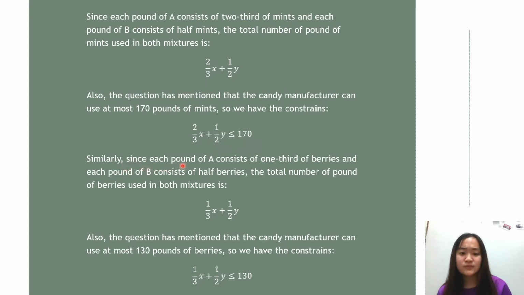Similarly, since each pound of A consists of 1/3 of berry and each pound of B consists of half berry, the total number of pounds of berry used in both mixtures is 1/3x plus 1/2y. Also, the question has mentioned that the candy manufacturer can use at most 130 pounds of berry. So we have the constraint 1/3x plus 1/2y less than or equal to 130.